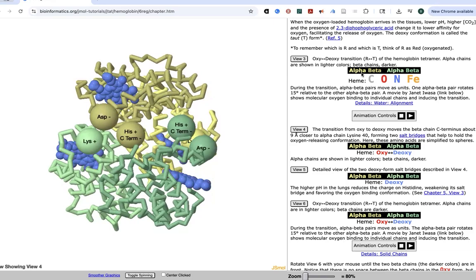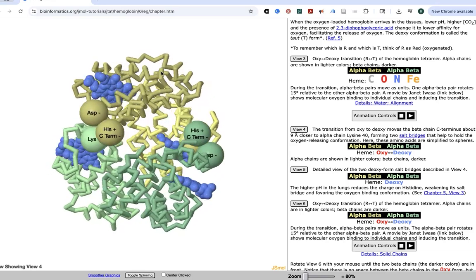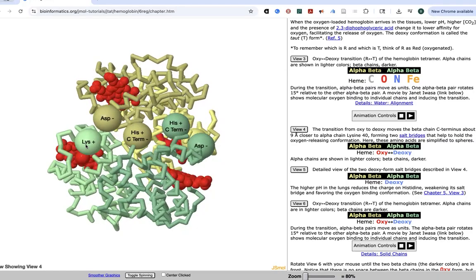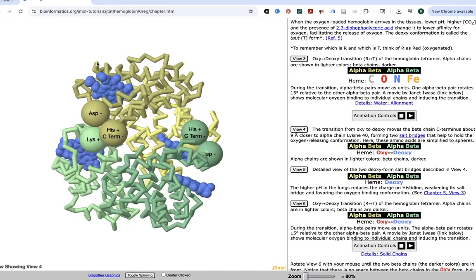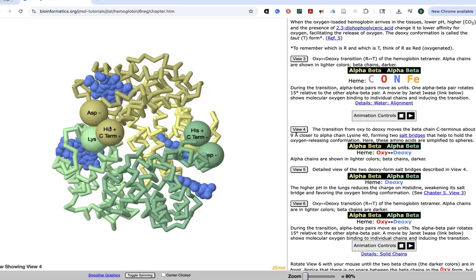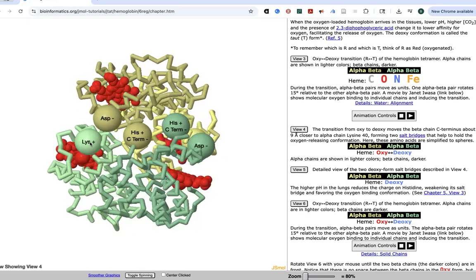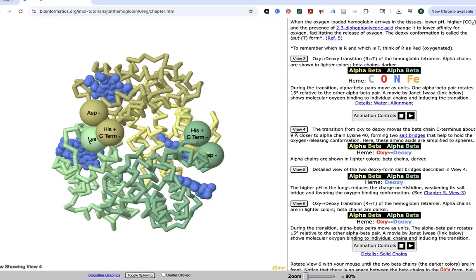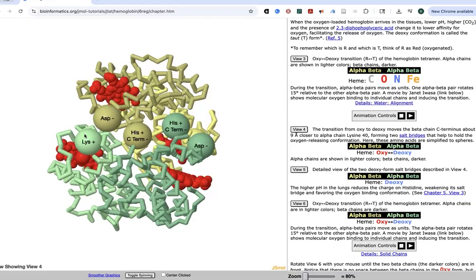If we look at our coloring, we see the alpha and the beta. So this is the alpha, this is the beta, and then this is an alpha, and this is a beta. The darker ones are going to be the beta. So this is the beta, and we're looking at the C terminus of the beta, going to be making an interaction with this lysine in the alpha, these salt bridge interactions.